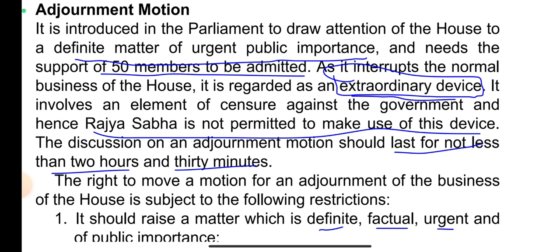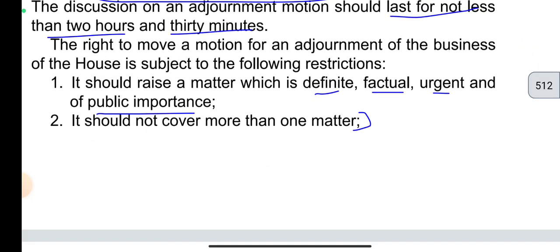The Rajya Sabha cannot use this adjournment motion. The discussion on adjournment motion should last for not less than 2 hours and 30 minutes. तो ये भी याद रखना है.